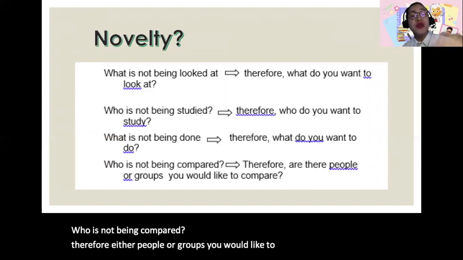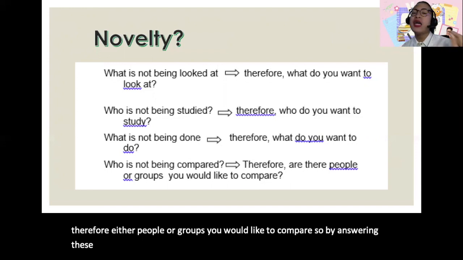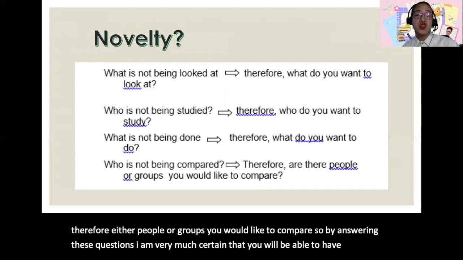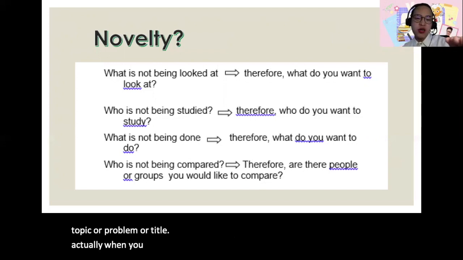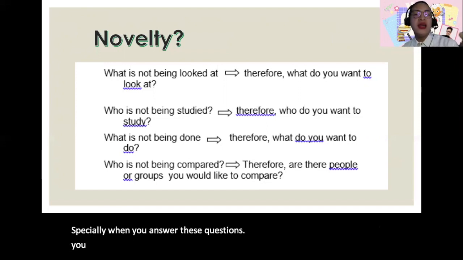So by answering these questions, I am very much certain that you will be able to have a novel research topic or problem or title. Actually, when you answer these questions, you will now actually have the so-called research gap. What is a research gap? We will explain that later.